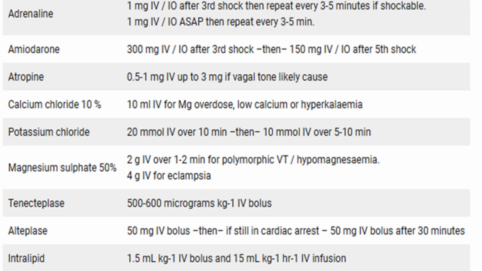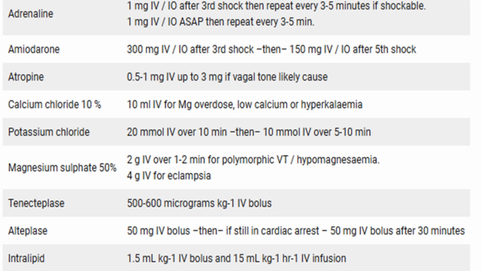So we've got adrenaline, 1 mg IV IO after 3rd shock on the shockable arm, repeating every 3 to 5 minutes, and 1 mg IV IO as soon as possible on the non-shockable arm, then repeating every 3 to 5 minutes. Amiodarone 300 mg IV IO after the 3rd shock, and then 150 mg IV IO after the 5th shock. Atropine 0.5 to 1 mg IV up to 3 mg if a reduced vagal tone is a likely cause.